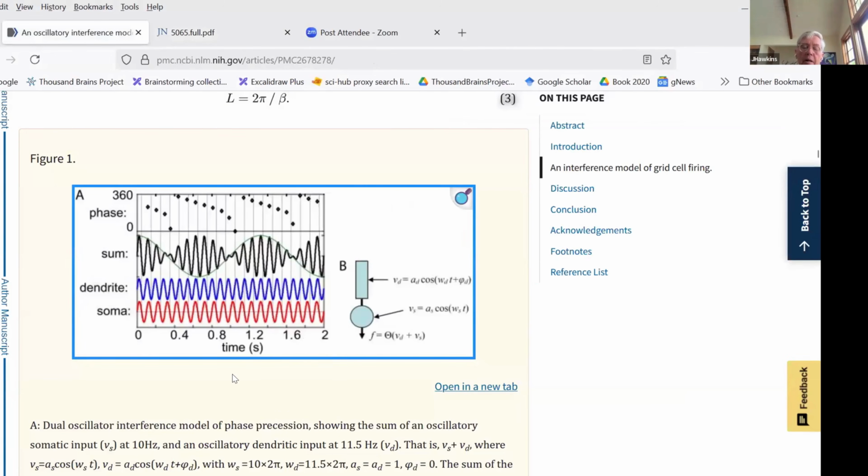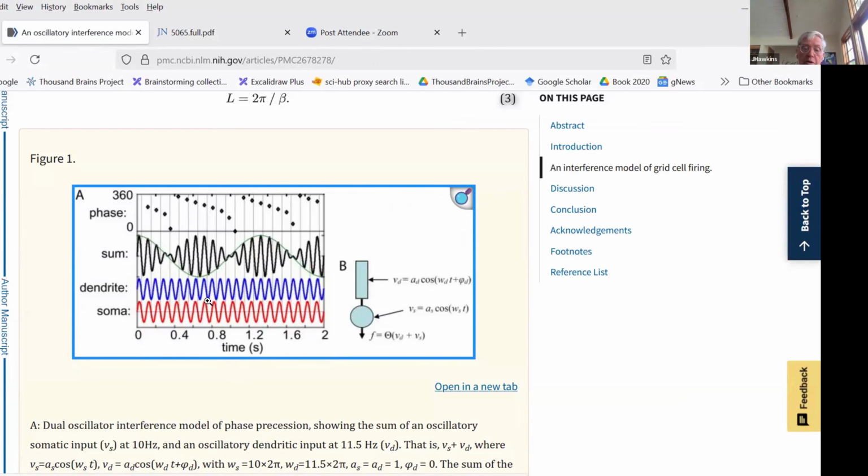There's a property of grid cells and place cells, which is almost a guarantee that this oscillatory interference system is working. And this is something that's called phase precession. So don't look at the picture yet, just visualize in your head. Imagine you're looking at a grid cell and an animal is moving.